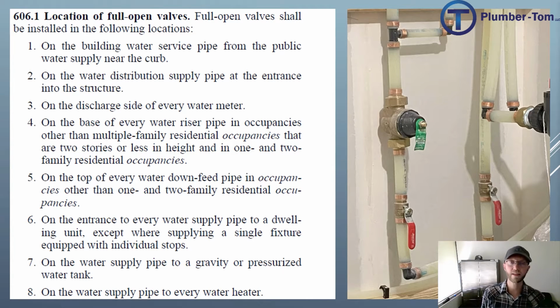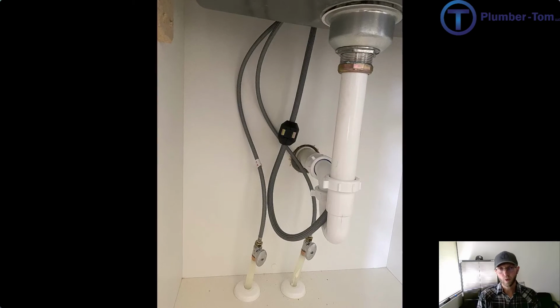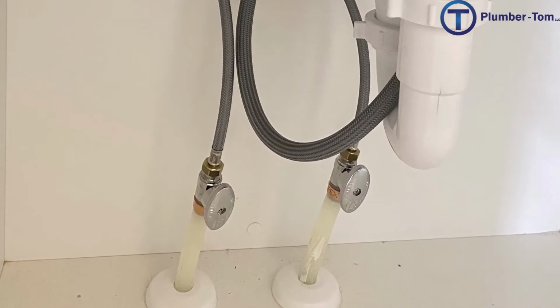And finally, number 8, on the water heater. We want full open valves to the water heater so that water can flow through without restriction. There are also other places that you would want to have shutoff valves. 606.2 talks about those. Number 1, on the fixture supply of every plumbing fixture. Sinks, toilets, anything we connect should have a shutoff valve.